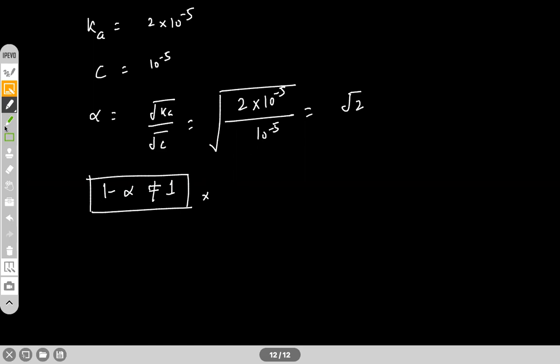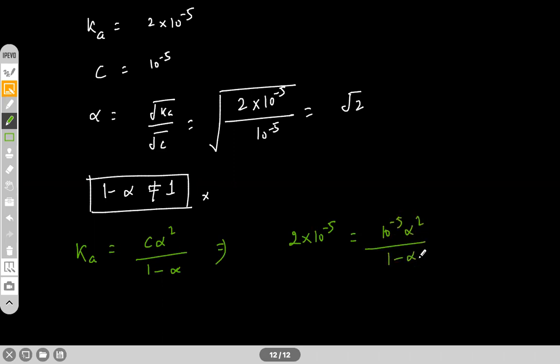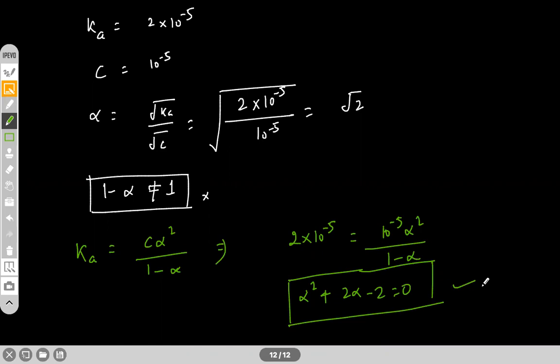Then what to do in this case? We need to write down the expression of Ka, which is C alpha square by 1 minus alpha. Then we'll substitute the values of Ka and C and find out alpha here. 2 into 10 to the power minus 5 equals C, which is 10 to the power minus 5, times alpha square by 1 minus alpha. 10 to the power minus 5 and minus 5 will get cancelled. So alpha square plus 2 alpha minus 2 equals 0. Solve this quadratic and tell me the value of alpha here.